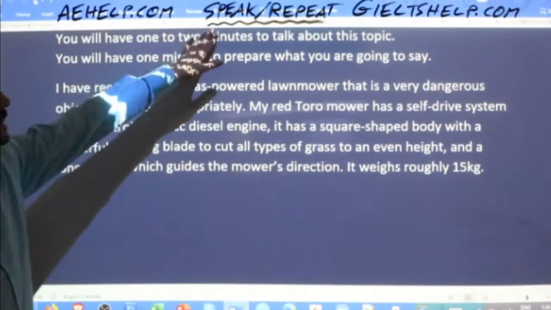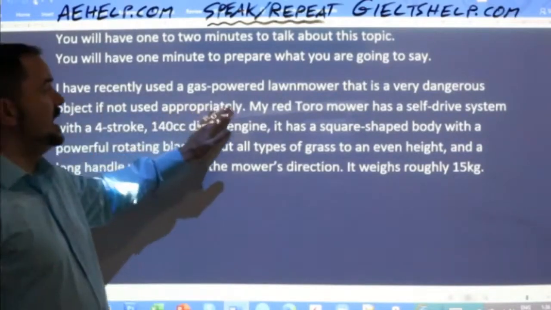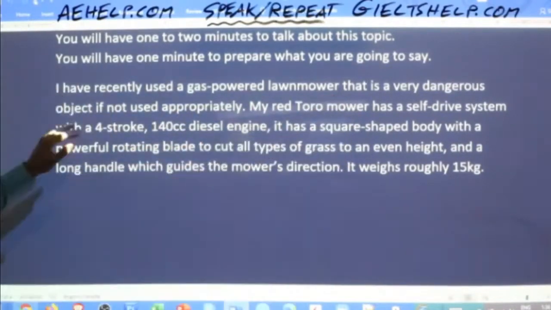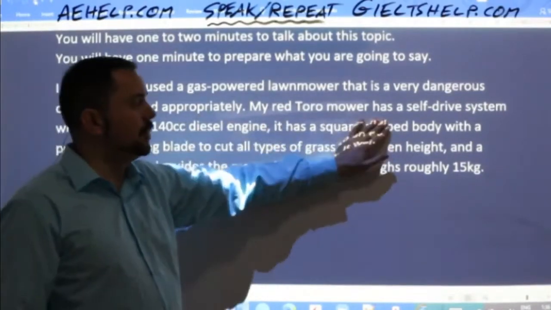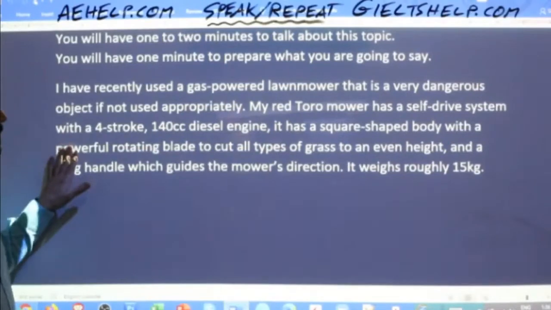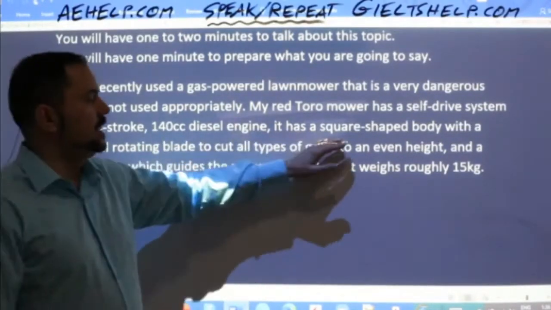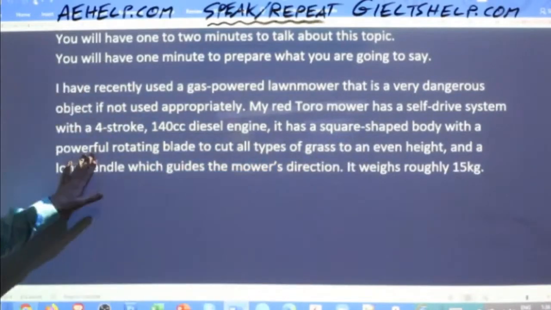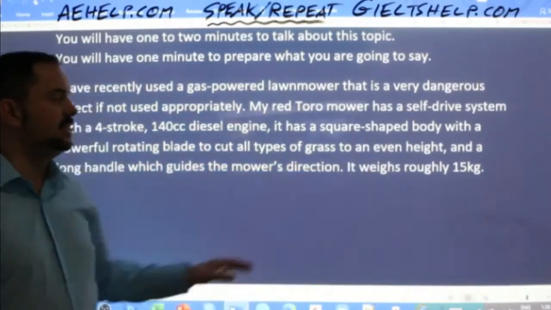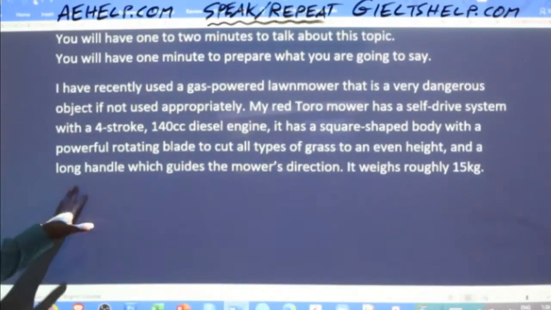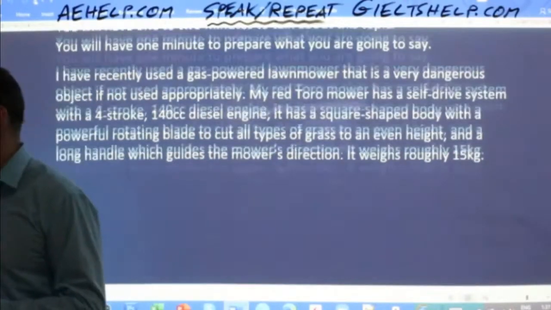And speak and repeat, everyone. So I have recently used a gas-powered lawnmower that is a very dangerous object if not used appropriately. My Red Toro mower has a self-drive system with a 4-stroke 140cc diesel engine. It has a square-shaped body with a powerful rotating blade to cut all types of grass to an even height, and a long handle which guides the mower's direction. It weighs roughly 15 kilograms.